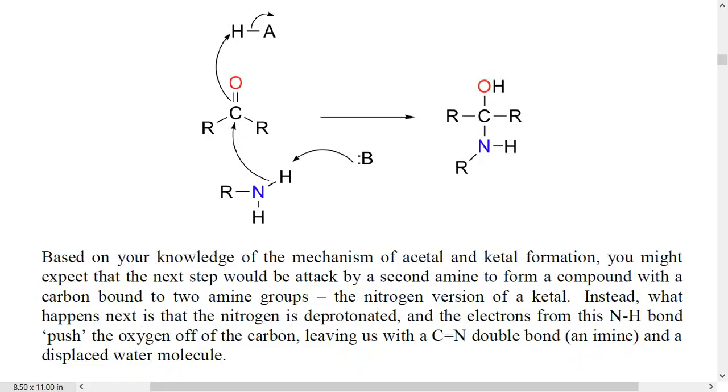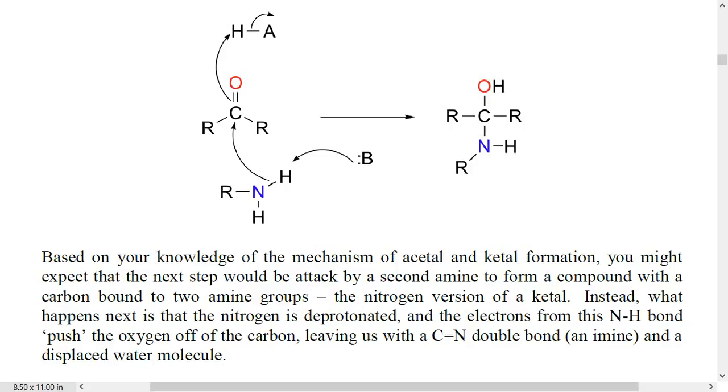Based on your knowledge of the mechanism of acetal and ketal formation, you might expect the next step would be attack by a second amine, to form a compound with carbon bound to two amine groups. Do you think so? Now where can the amine attack? I don't think so. Two amine groups, no, that doesn't happen. The nitrogen version of ketal, you might mean, but it doesn't happen. Instead, what happens next is the nitrogen is deprotonated.